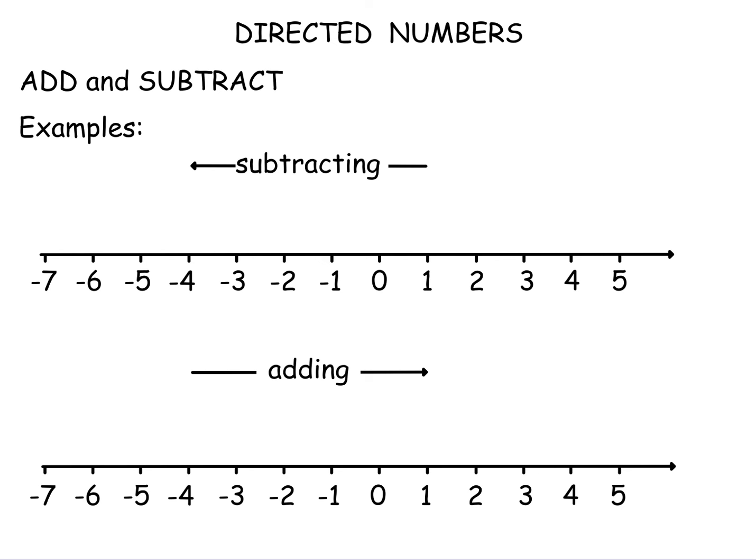This video is looking at directed numbers. That's positive and negative numbers. Here is a number line. This position, the origin, 0. To the right are the positive numbers, and to the left are the negative numbers.